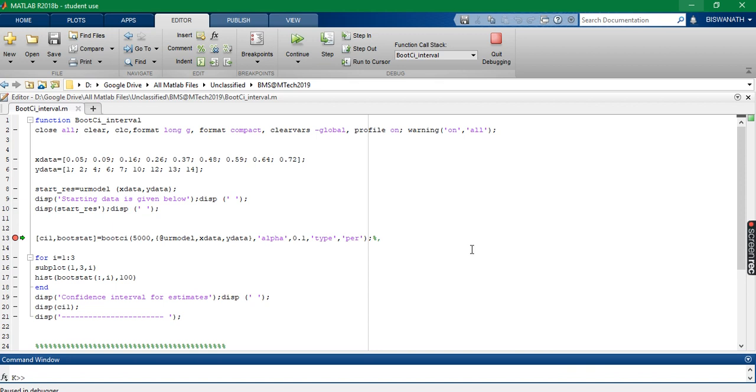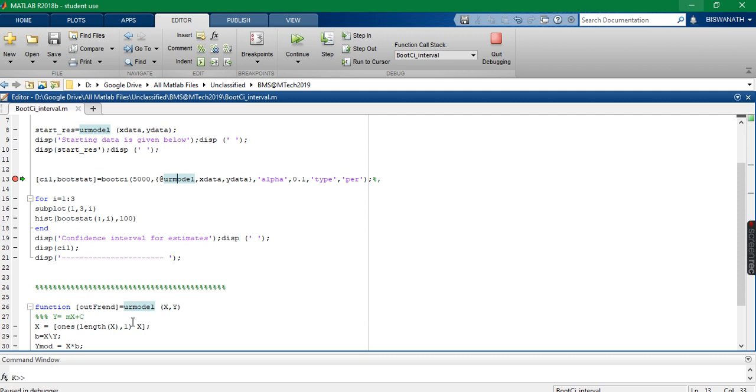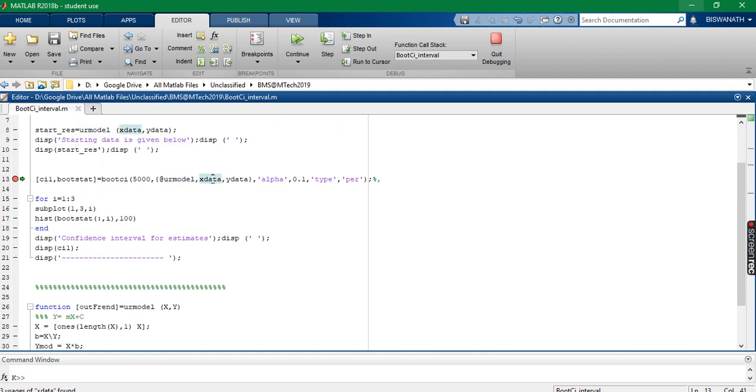And now I'll show you how to make the bootstrapping. Bootstrapping is really simple enough. Here the syntax is boot ci, that is confidence interval from boot sampling. 5000 is the number of boot samples you are going to do, and your model is the function which will actually calculate what you want for bootstrapping. For example, it will calculate the m, c, r square with x data and y data. X data and y data are the input to the boot ci, the original x and original y.